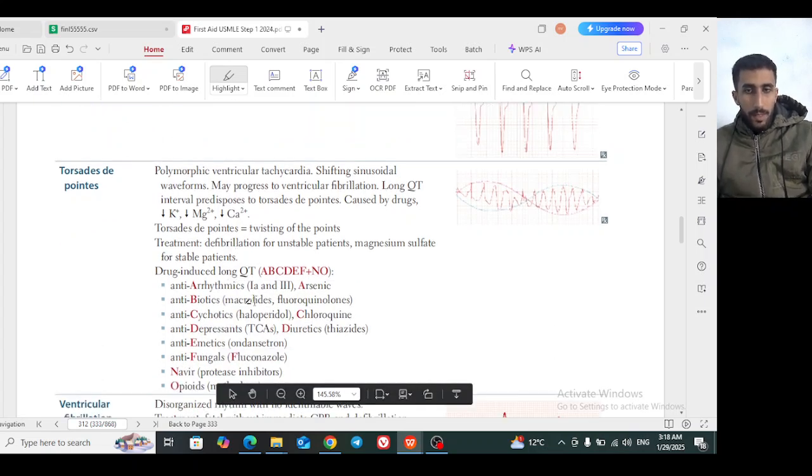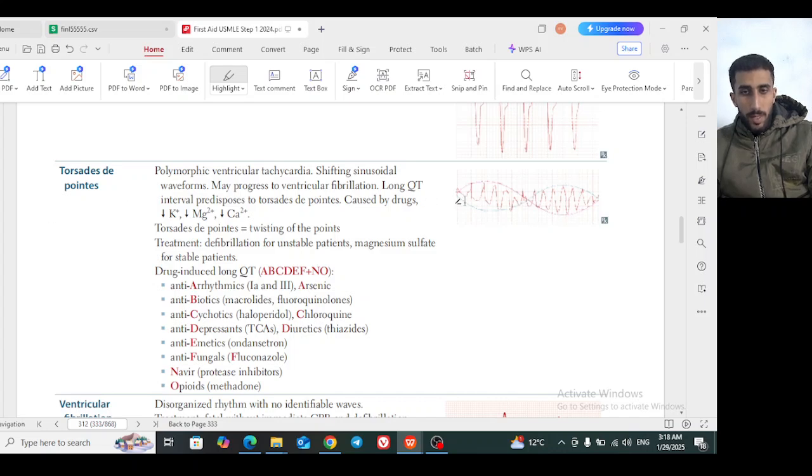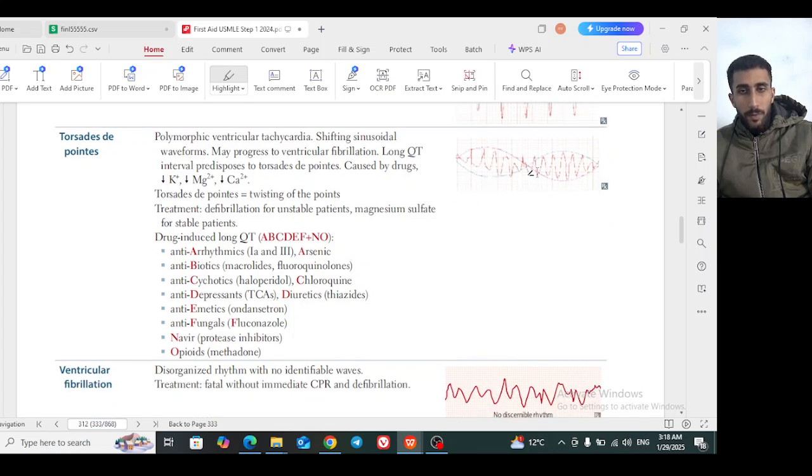So another common condition here is torsades de pointes. In torsades, the figure is not very obvious. It is a polymorphic ventricular tachycardia. So it's also a ventricular tachycardia, but polymorphic, with a sinusoidal pattern. It is widening and then narrowing, widening and narrowing, giving you a sinusoidal waveform. And if you leave it, you may progress into ventricular fibrillation, the most lethal arrhythmia.